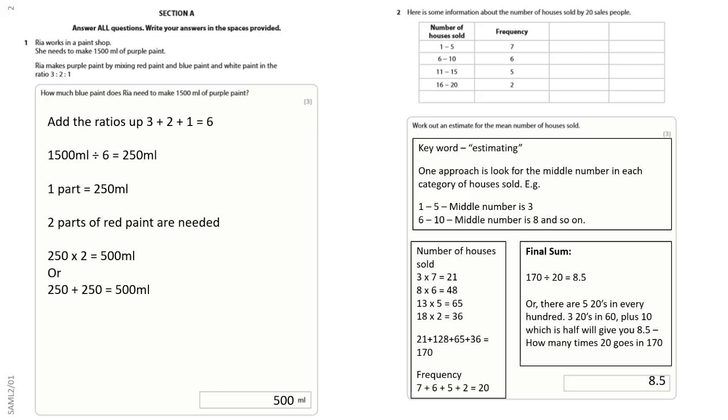So for example, we have an estimated 3 houses sold. If we look at the row that's 1 to 5, that becomes 3 times 7 is 21. An estimated 8 houses sold in the row between 6 and 10, 8 times 6 is 48, and so on and so forth.